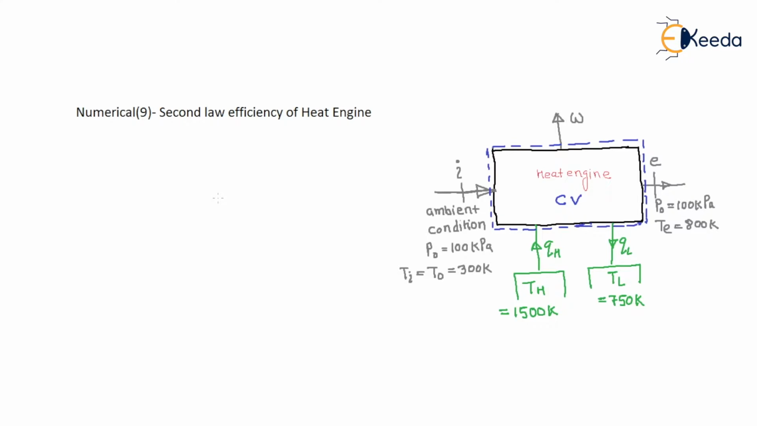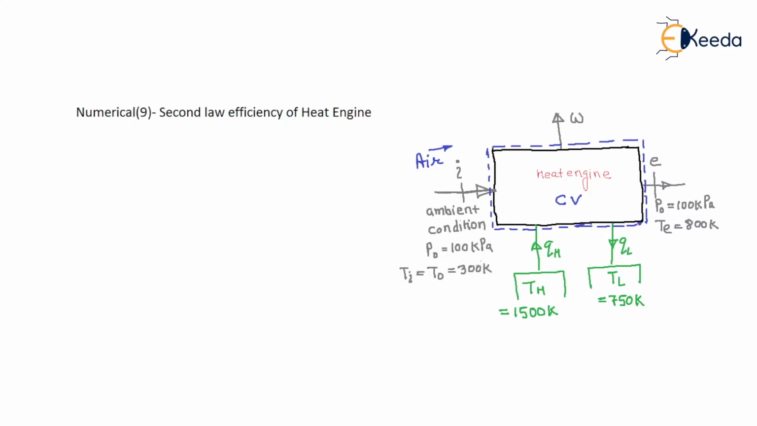See my dear students, there is a heat engine in which there is a flow of air into the heat engine. That means there is air flow in and air flow out. This is your air flow. The heat engine is at ambient condition, 100 kilopascal and 300 Kelvin, as shown in the figure.